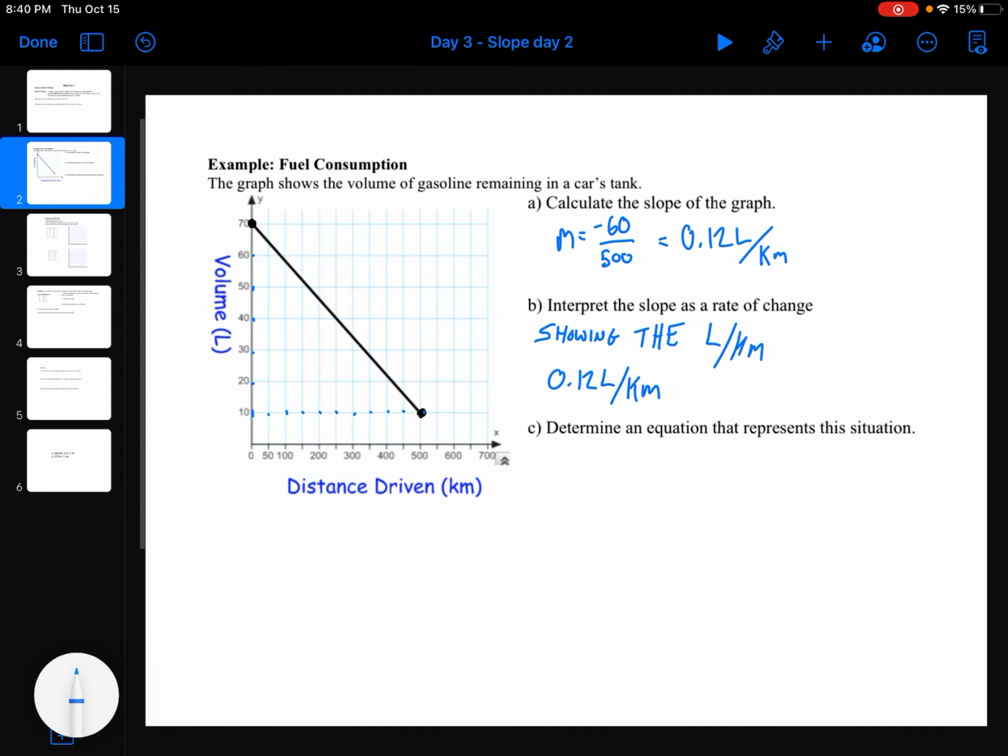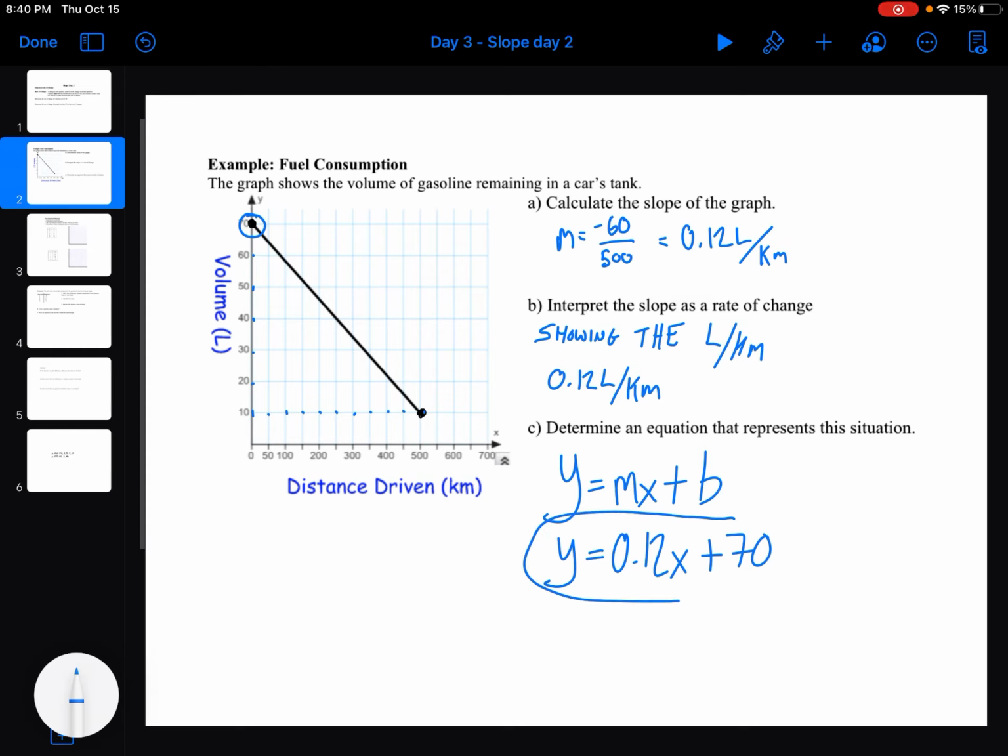Now it says determine an equation that represents this. Well, we know rate of change. We talked about this in the last note. We can set up an equation that's y equals mx plus b, where m is your slope, so we have 0.12, and b is our y-intercept, which is where we hit the y-axis, which is 70. So there's our equation that represents this line.